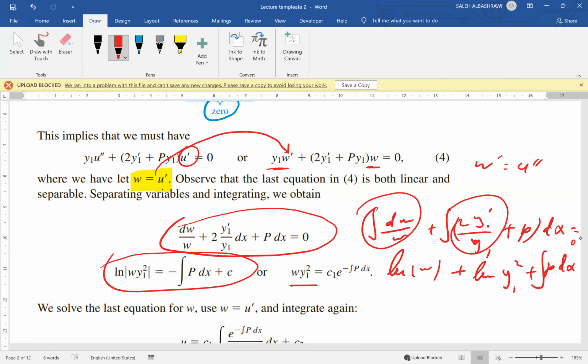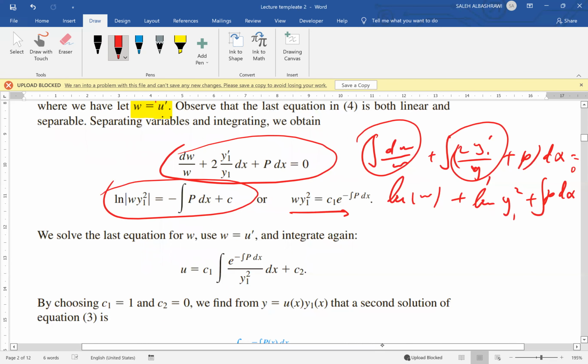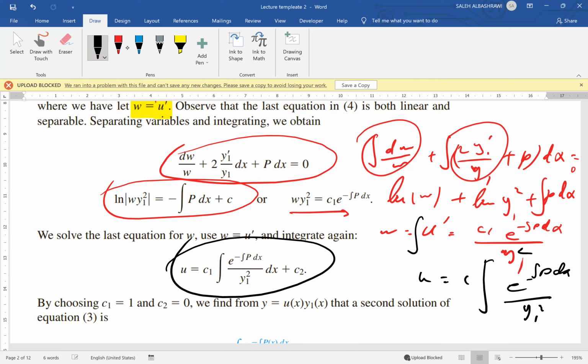Convert it to exponential and then find the value that will give me y u prime equal to c1 divided by e to power integration b of x dx divided by y1. Now if we integrate, I will have y equal to c integration of all of these divided by y1 square, which is this formula.